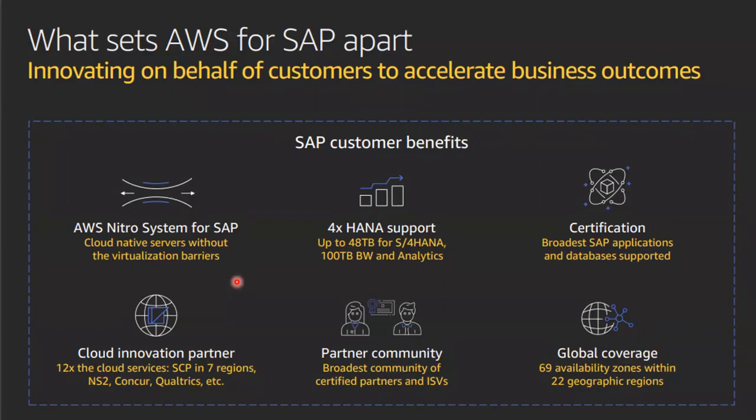AWS is a cloud innovation partner. So basically, you'll have support for the cloud services, and you have SAP in 7 regions. SAP Cloud is also available, and this is available in 7 regions. You have a broad partner community when it comes to SAP. So there are case studies available. There are forums available on how you can use SAP and how you should deploy SAP on AWS. Plus, there are white papers. So please make use of those resources. These are really, really important.